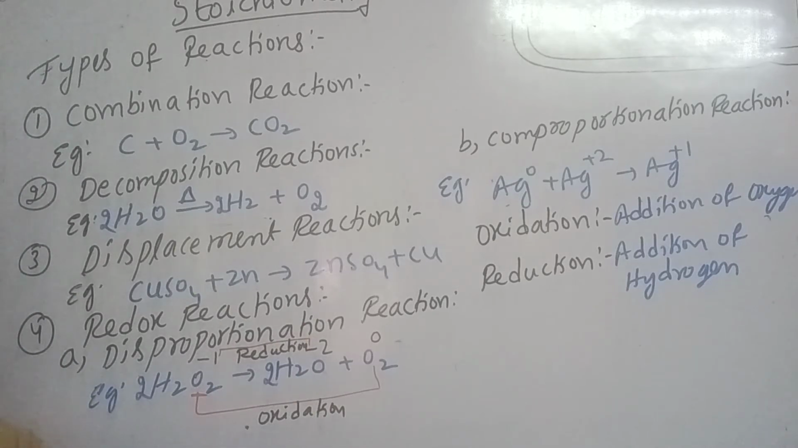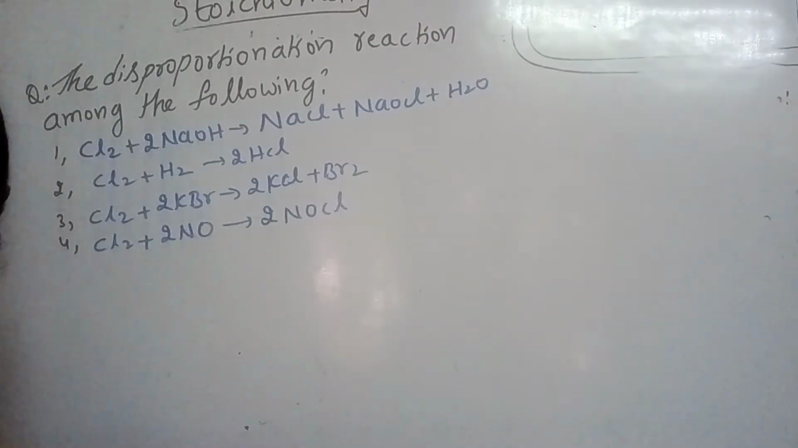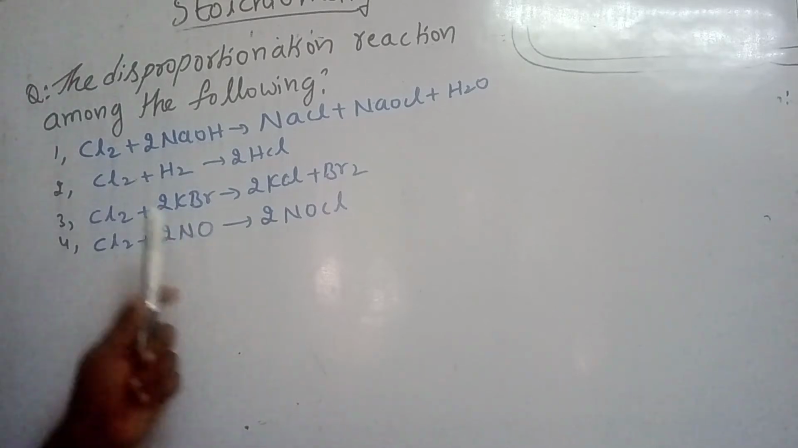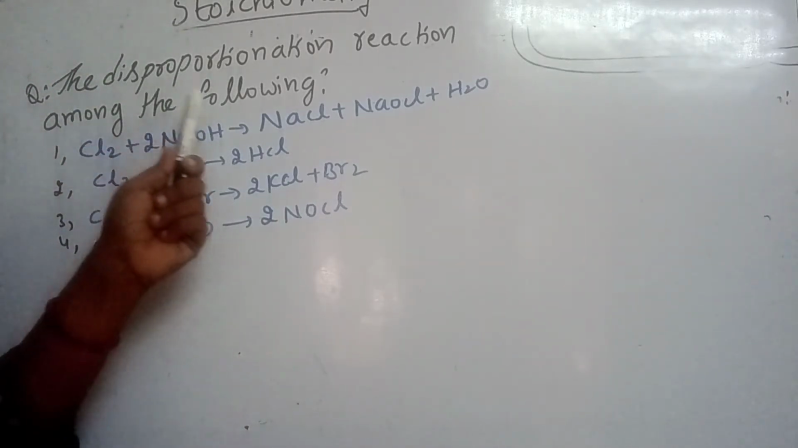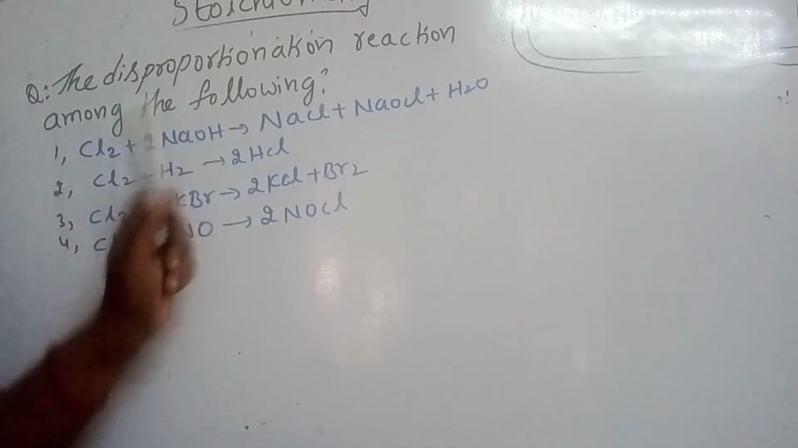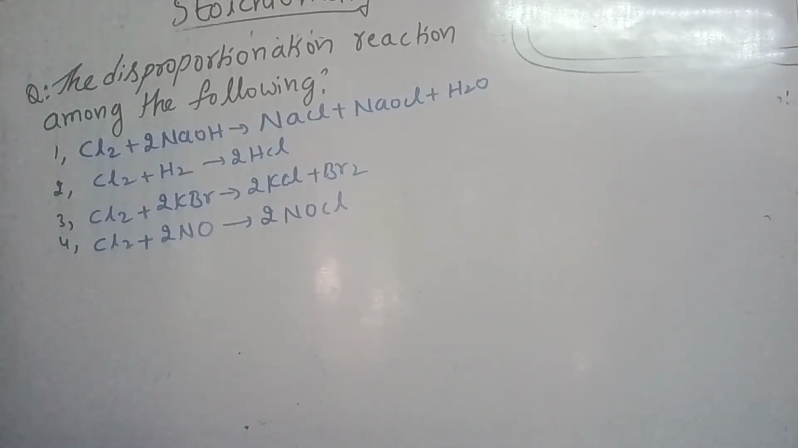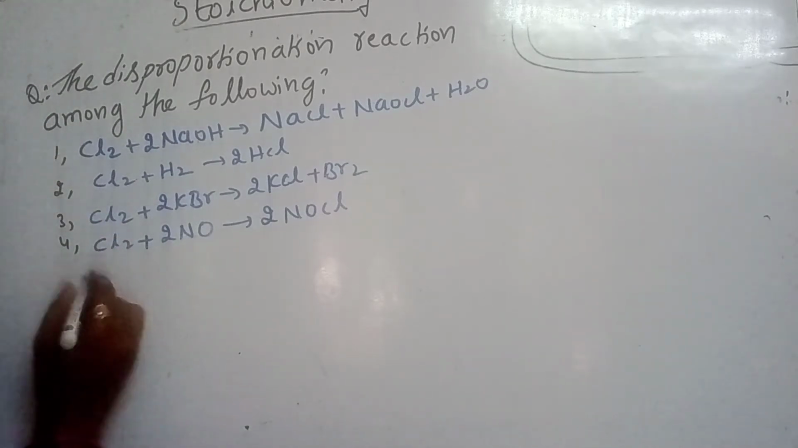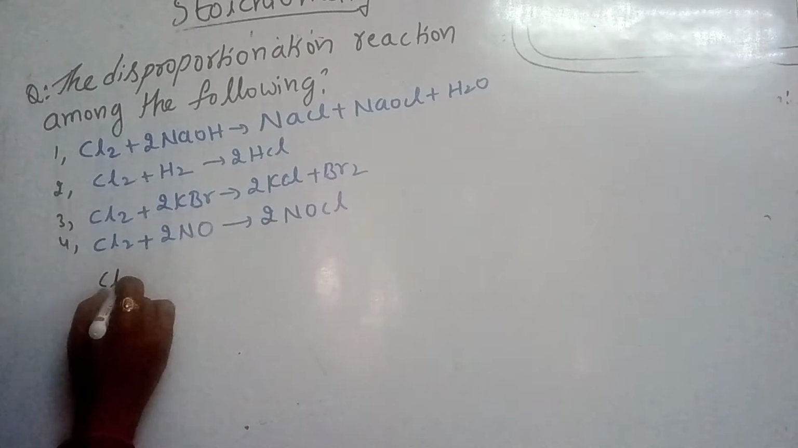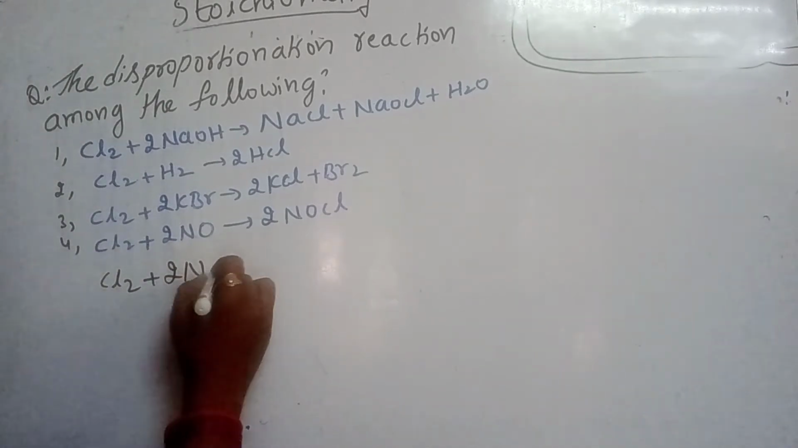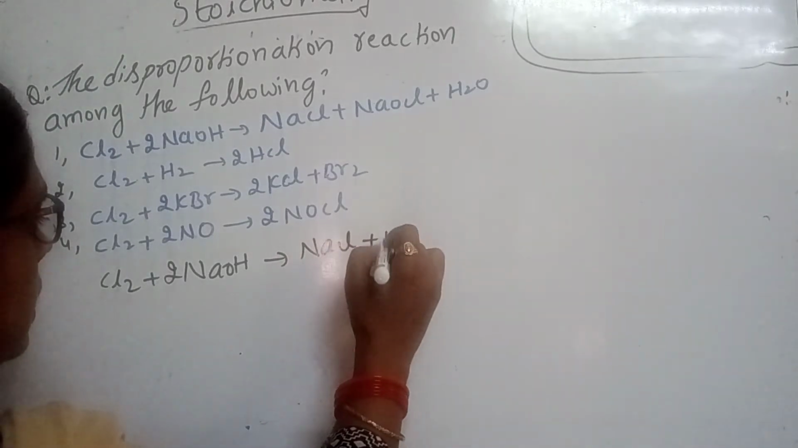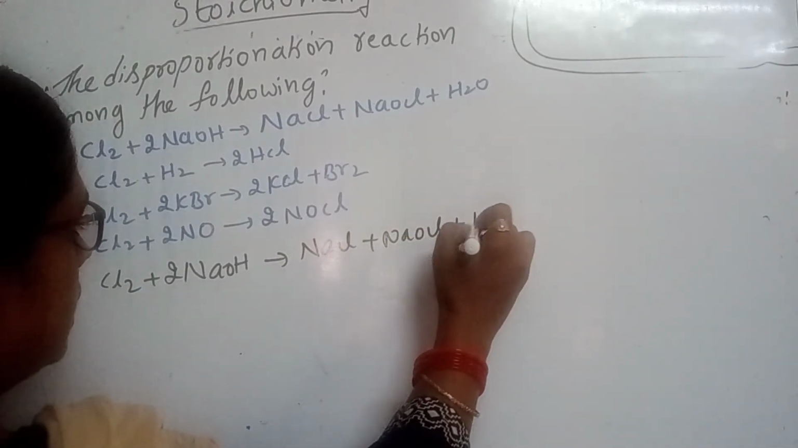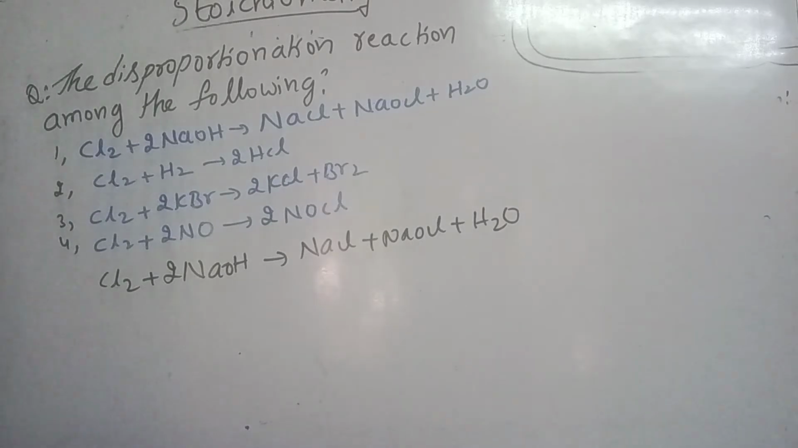This is about types of reactions. Now we can discuss one question based on types of reactions. The question is: which is the disproportionation reaction among the following? Four options are given. First reaction: Cl2 plus 2NaOH gives NaCl plus NaOCl plus H2O. This is the first option.